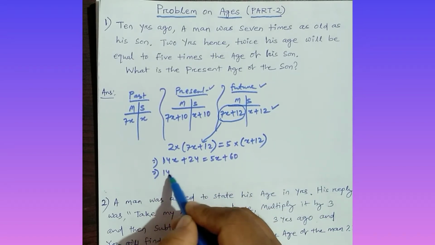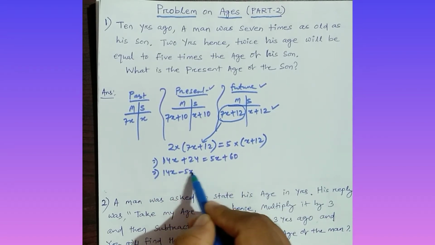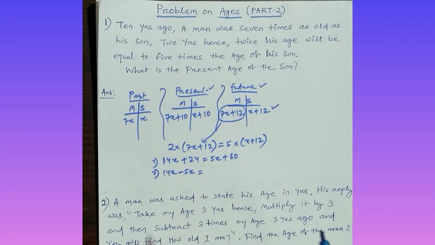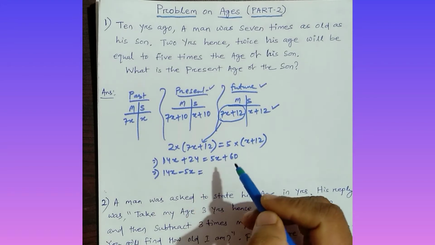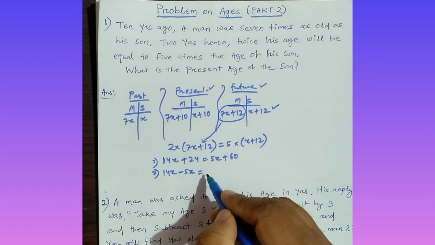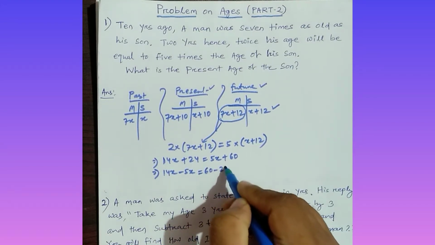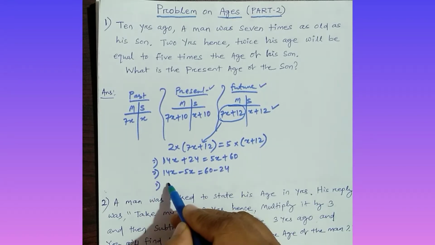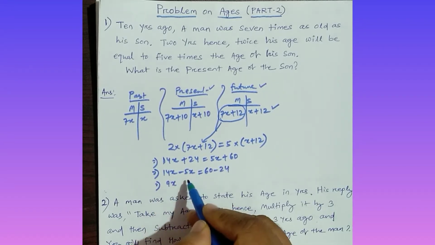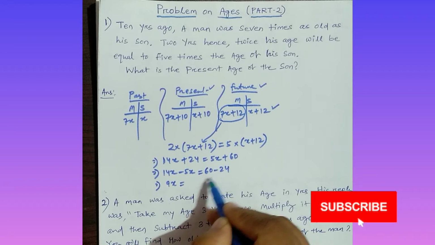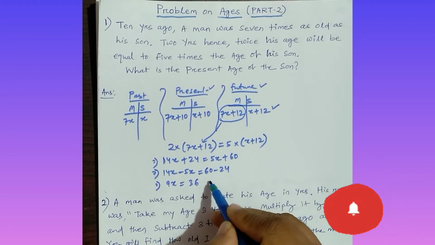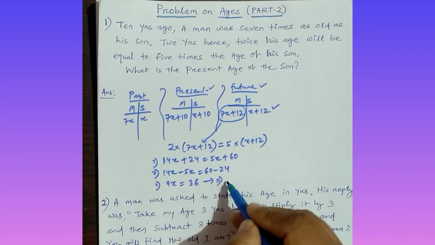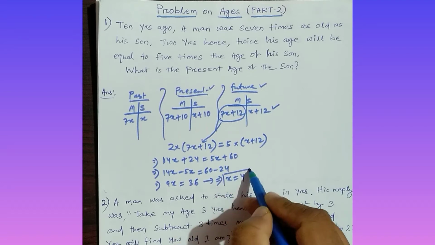After that, 14x minus 5x is equal to 60 minus 24. Very interesting. So 14x minus 5x is 9x, equal to 36. So x equals 4. You are getting the value of x as 4.